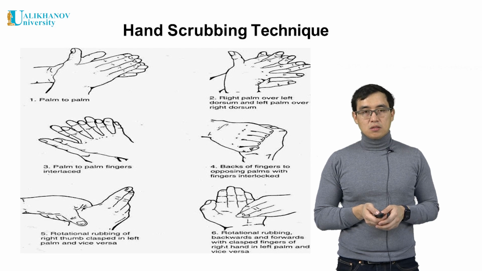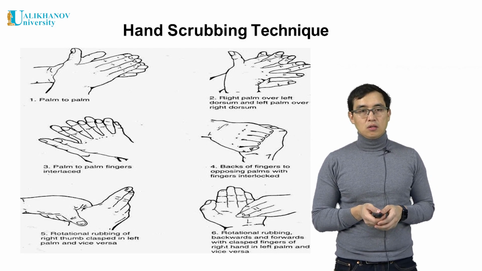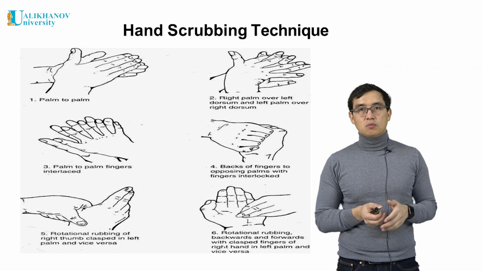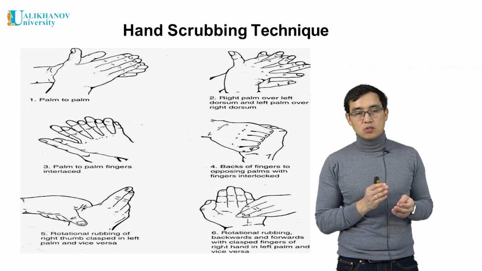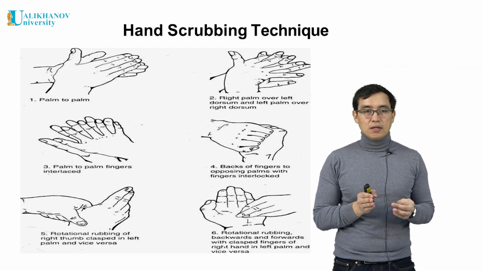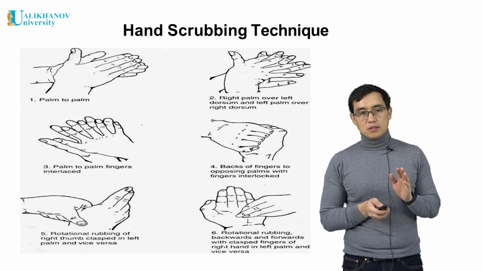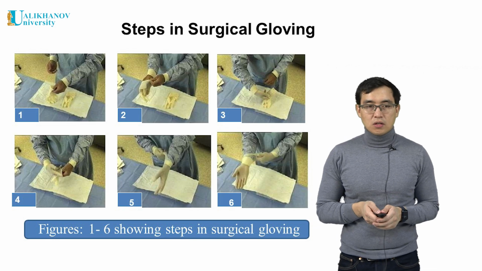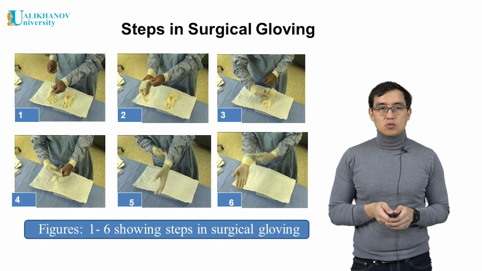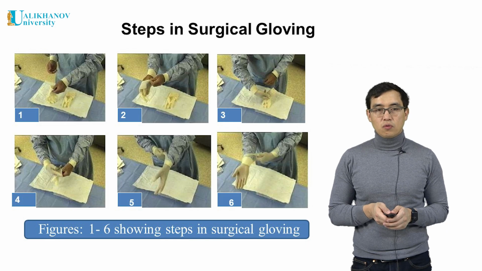In this figure you can see the hand scrubbing technique. We have three types of hand washing: social, medical, and surgical. This one is medical, which has six actions. In these figures you can see the steps in surgical gloving: first, second, third, fourth, up to six steps.